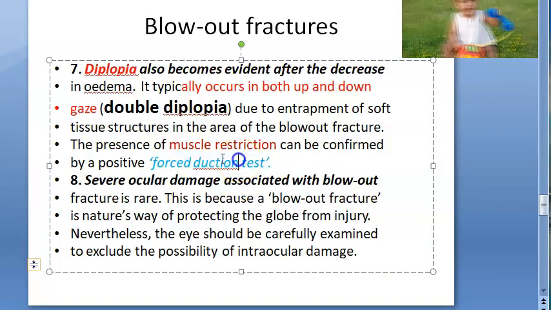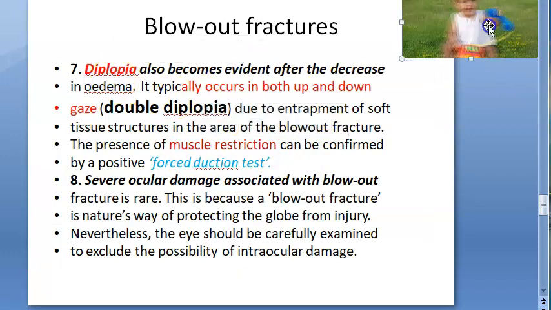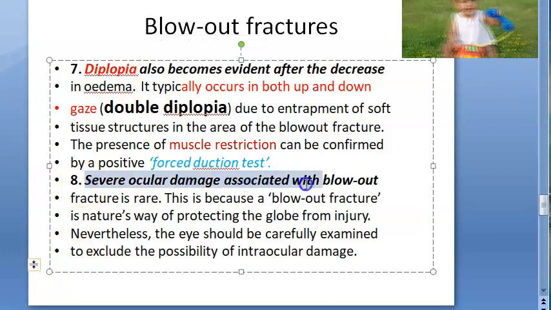So they will do a forced duction test. You will try to forcefully move the eyeball. If you cannot move it, that means it's positive. That means there is some problem with the muscles, scarring, fibrosis. Okay. So because of these things, there will be what? Diplopia.